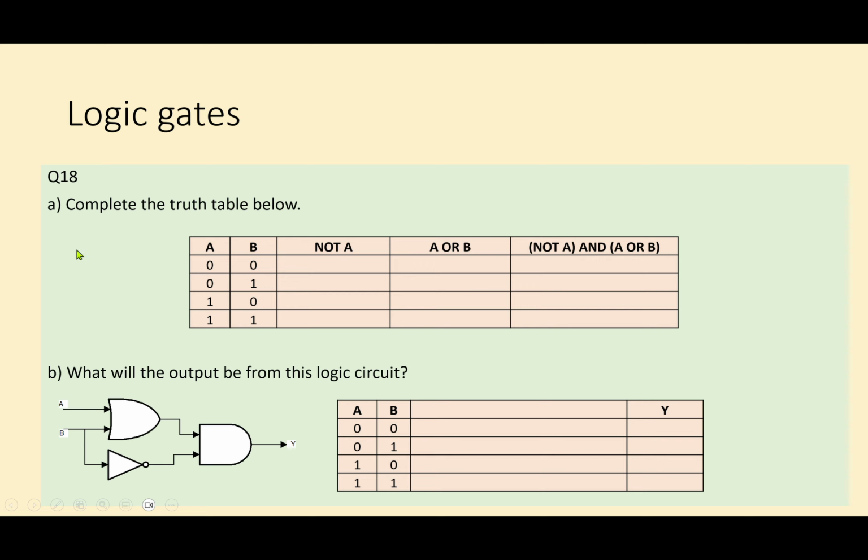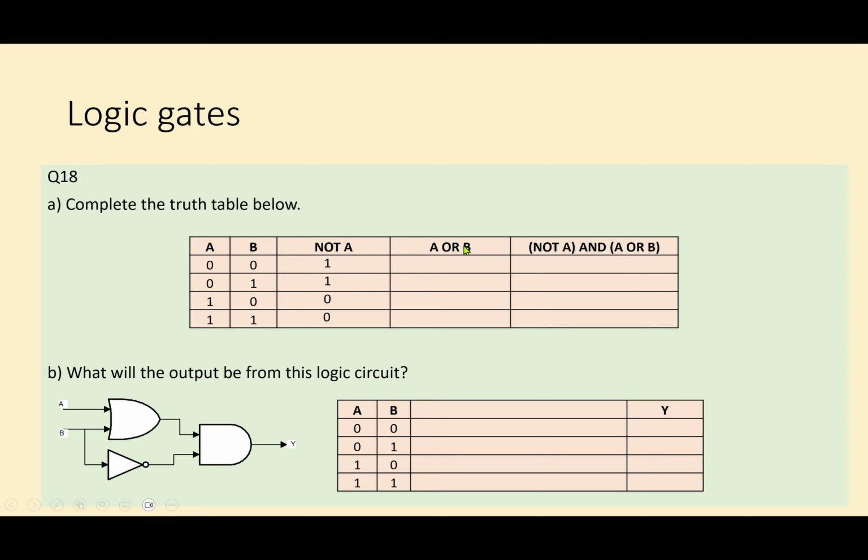Right, so part A, complete the truth table below. So we have A and B, those are our inputs. Then we have not A, or B, and then not A and A or B. So let's take each one in turn. So not A, we're going to look in just the A column here, and we're going to imagine that each of these is going into a NOT gate, which means we're going to get the opposite. So this 0 is going to become a 1, this 0 is going to become a 1, this one's going to become a 0, this one's going to become a 0.